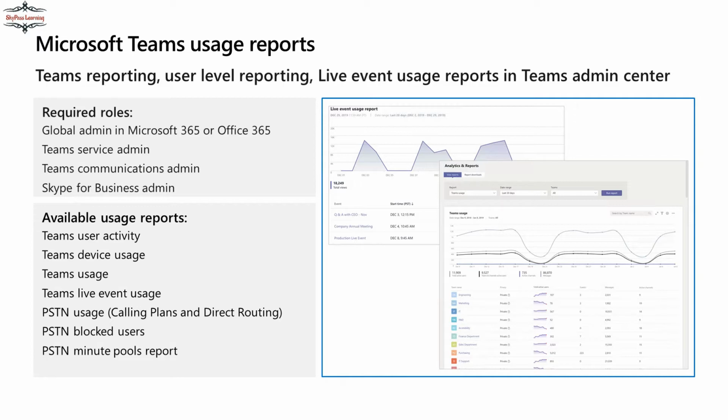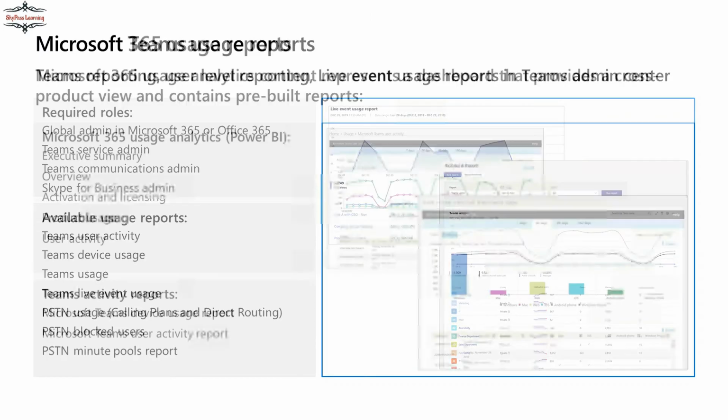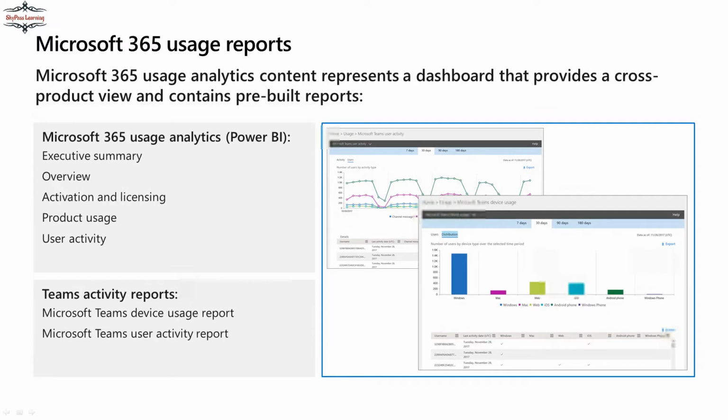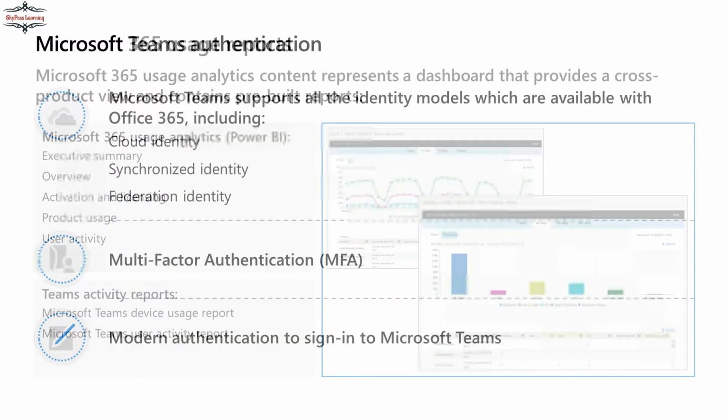For that, you have to go to the reporting section of Microsoft Teams, and from there you can view the Microsoft Teams reports. Let me quickly show the usage. You can also see the Microsoft 365 usage report through Power BI integration. This is also possible. Let me quickly show you how we can generate or see the report, before going to the authentication section.